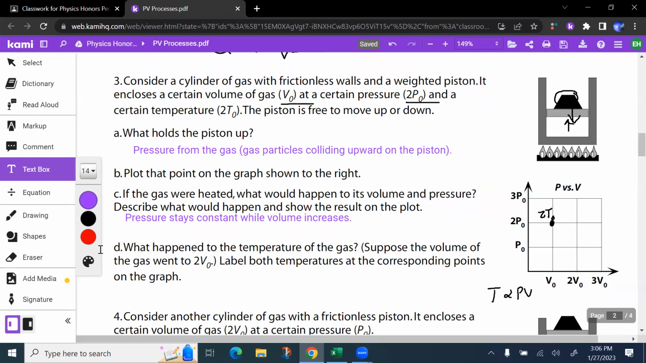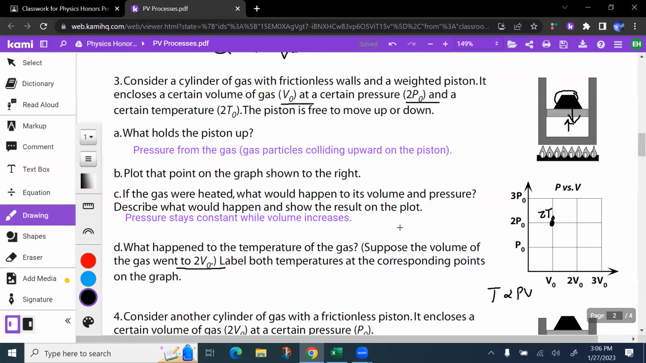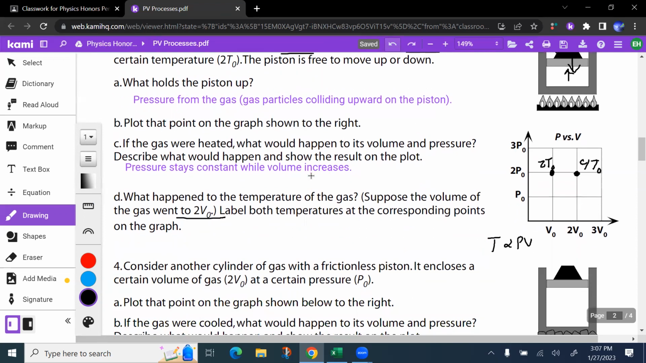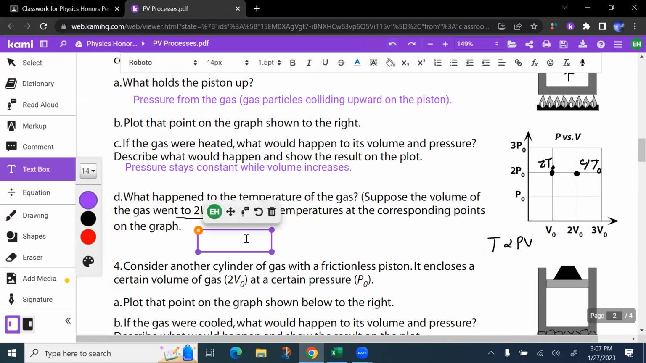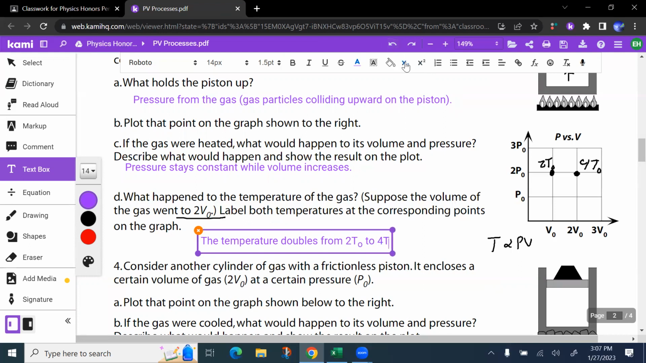So now how do I plot this? It says, what happens to the temperature of the gas? Suppose the volume goes to 2 V naught. That would be this point right here. At that location, 2 P naught times 2 V naught would give you 4 T naught. Another way to think about it is you doubled the volume at constant pressure. That means you doubled the temperature from 2 T naught to 4 T naught. So the temperature doubles from 2 T naught to 4 T naught.